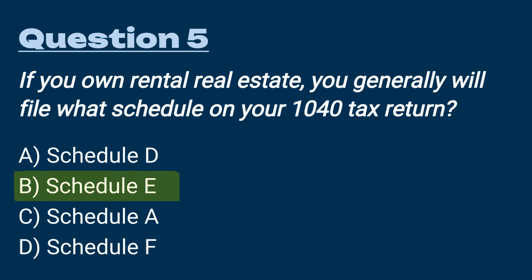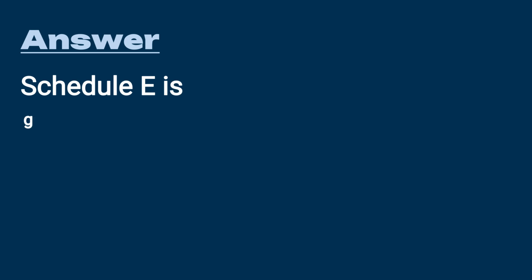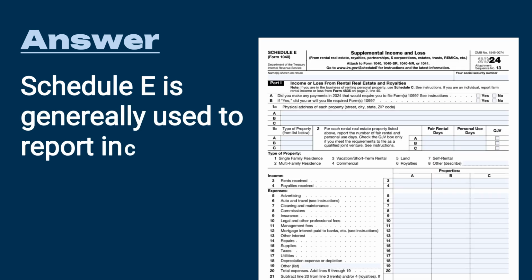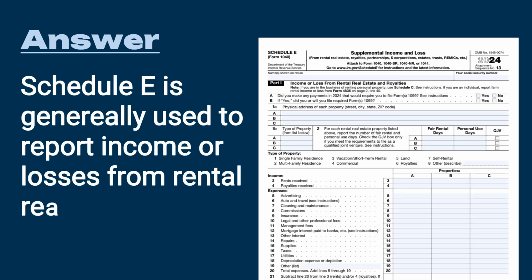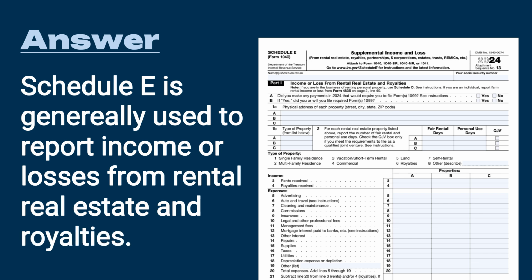The answer is B, Schedule E. If you own rental real estate and you have income from renting out the property and related expenses, you're going to file Schedule E to reflect the rents you received from any tenants and any expenses related to maintaining, depreciating, or any costs related to the rental real estate.